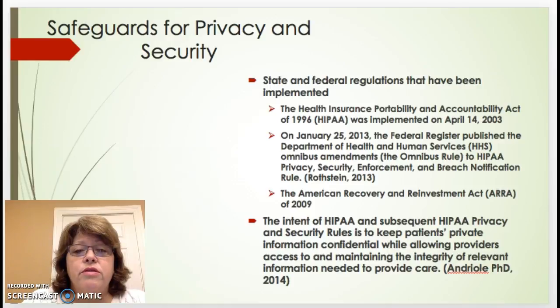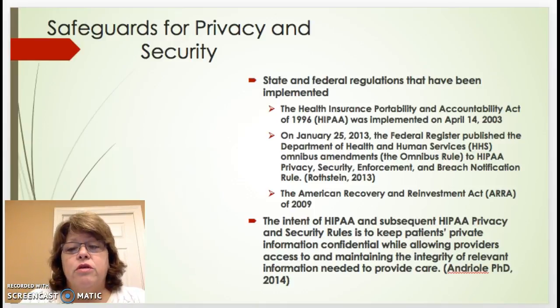Safeguards and privacy and security. State and federal regulations that have been implemented include the Health Insurance Portability and Accountability Act of 1996, also known as HIPAA, which was implemented on April 14th of 2003. On January 25, 2013, the Federal Register published the Department of Health and Human Services Omnibus Amendments, also known as the Omnibus Rule, to the HIPAA Privacy, Security, Enforcement, and Breach Notification Rule. The American Recovery and Reinvestment Act, also known as ARRA, of 2009, was also implemented as a regulation to help with the privacy and security of patient information.